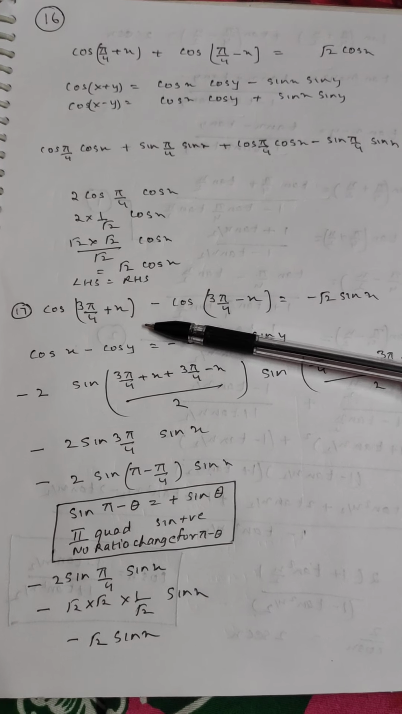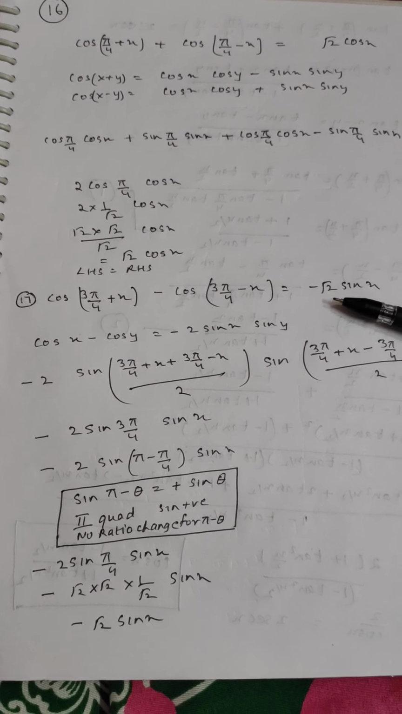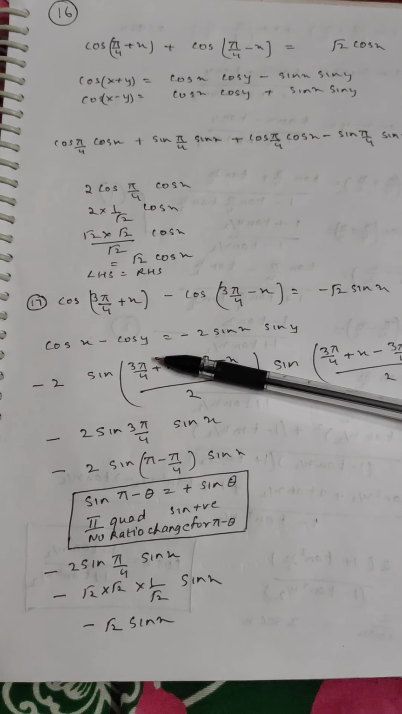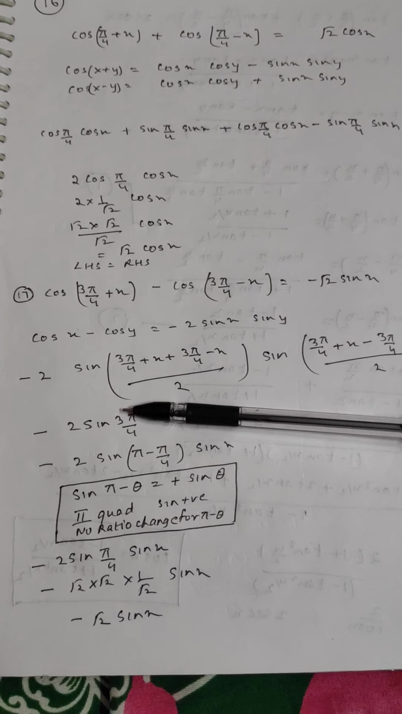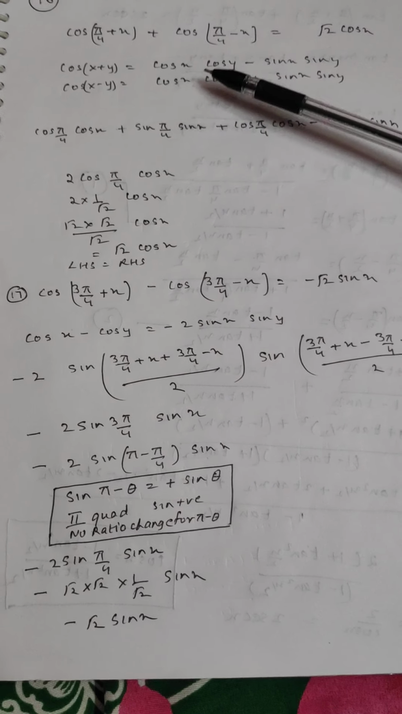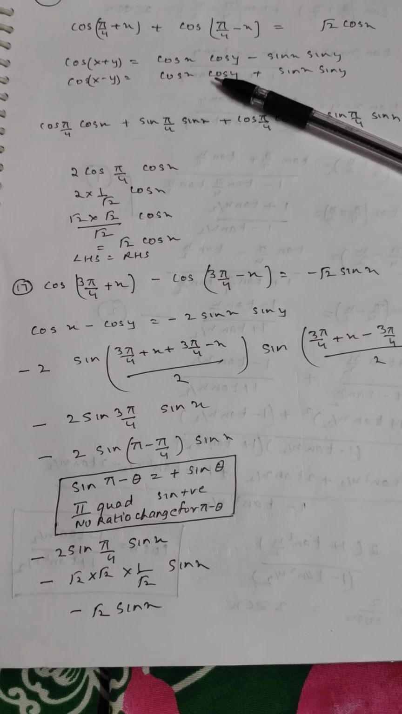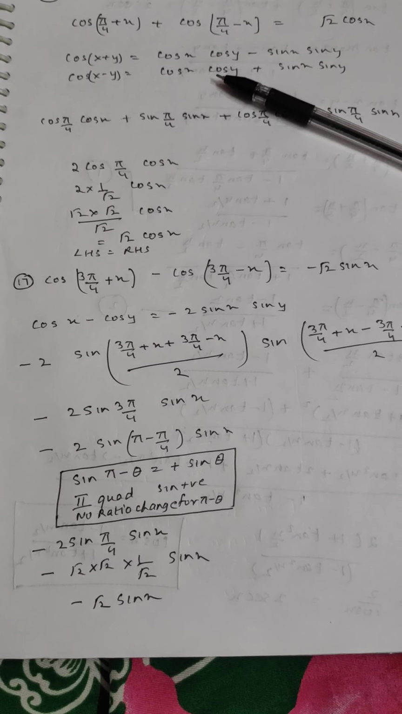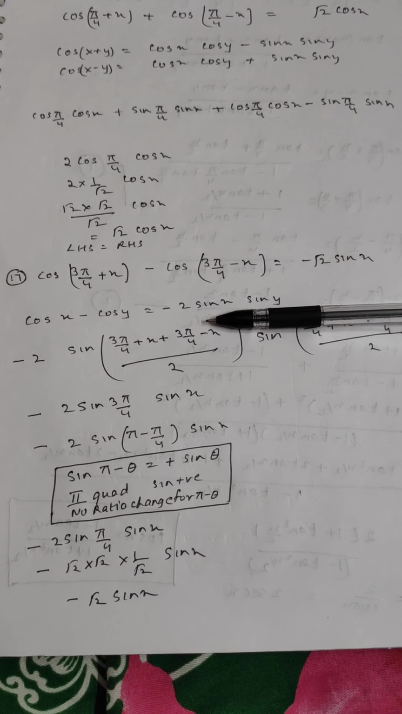Cos(3π/4 + x) minus cos(3π/4 − x) is equal to minus root 2 sin x. Cos x minus cos y is equal to minus 2 sin x sin y. We are using this formula. In this question we used the formula for cos(x + y) and cos(x − y). Here we are using the formula for cos x minus cos y.